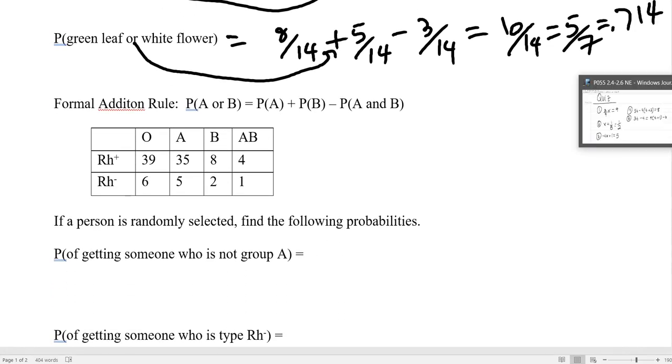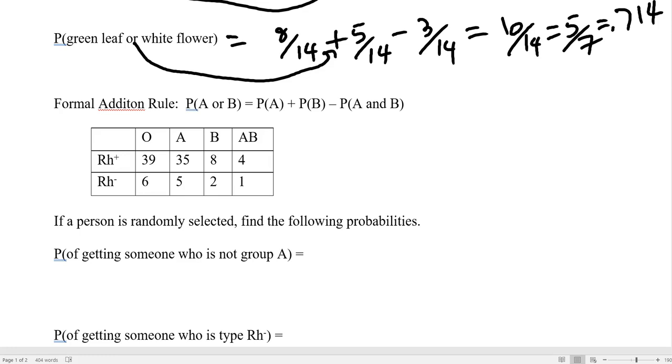So here's the formal addition rule. A or B, we add them and subtract away the overlap. If a person is randomly selected, find the following probabilities. You are either blood type O, A, B, or AB. You may also say A positive or A negative. That's basically the RH level. You're either positive, you have it, or negative, you don't have it, right?